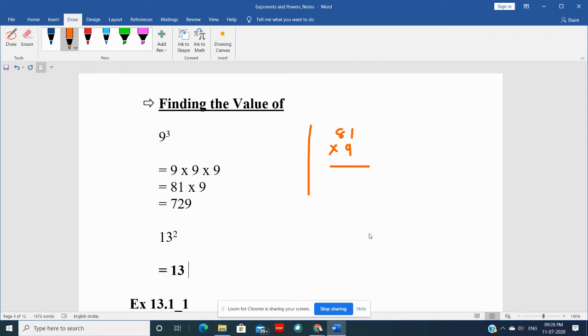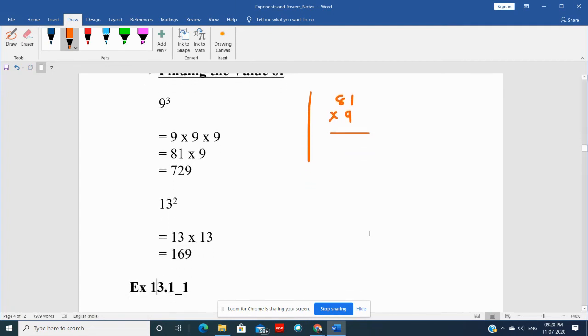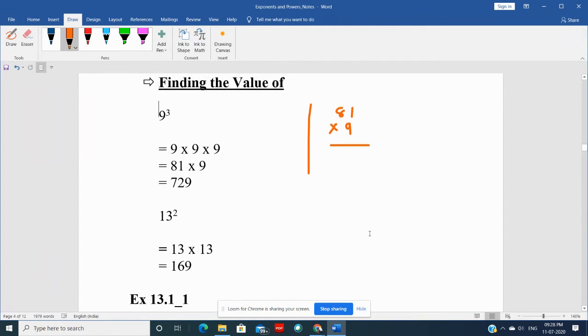13 two times. So I'll just do 13 two times. Then we know that 13 multiplied by 13 is 169. So I'll just write 169. That's it. Okay. So this is how you can show the finding value method.